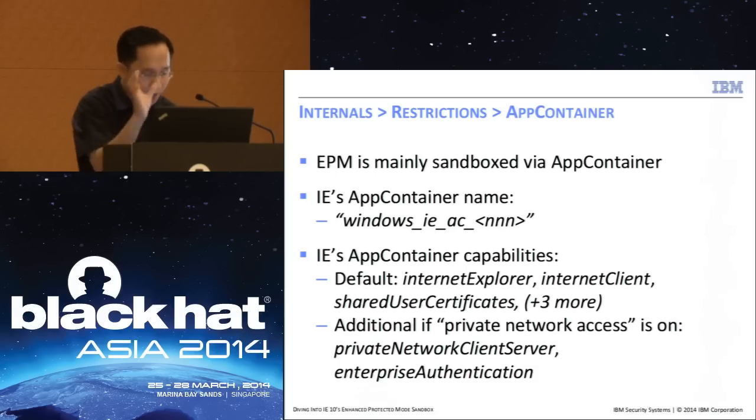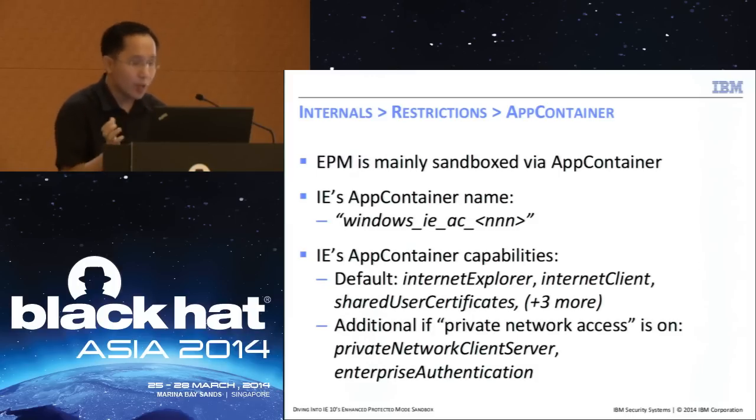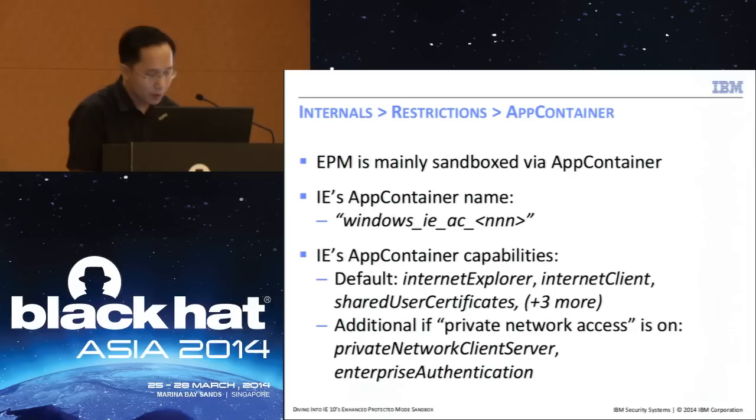App containers are given a set of capabilities so processes running in them can access specific resources or perform certain capabilities. IE uses a separate container when browsing internet sites, and it also uses a separate container when browsing trusted home and corporate internet sites. The only difference is that the app container used when browsing internet sites has additional capabilities assigned that allow access to private network resources.